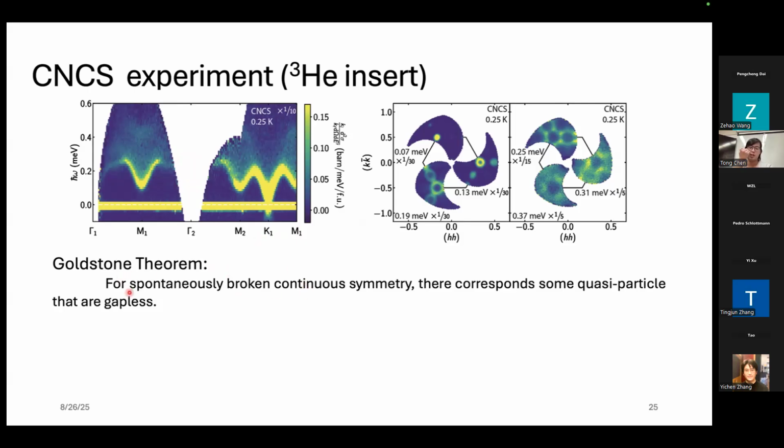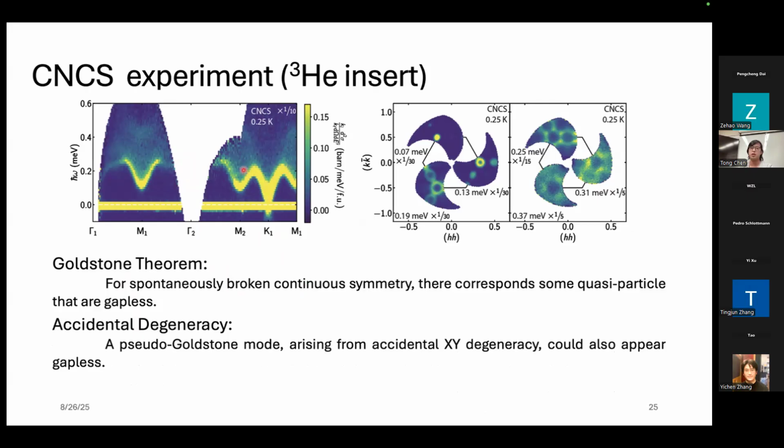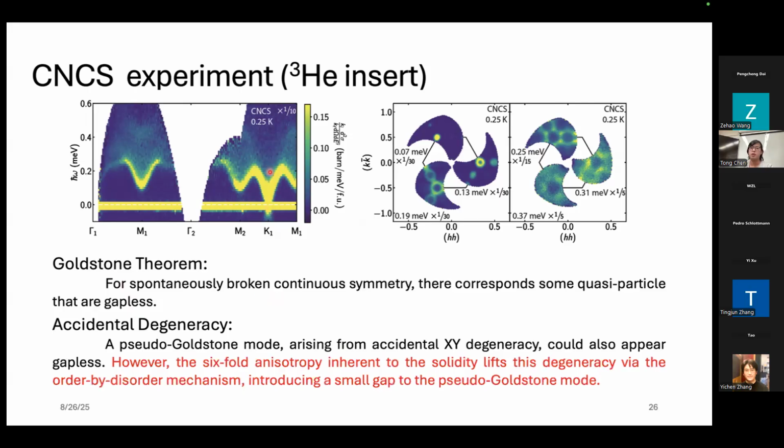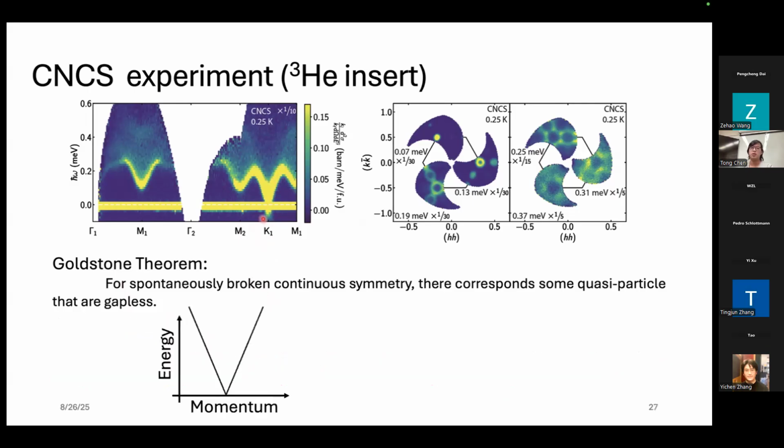So I want to first examine the Goldstone modes and Goldstone theorem. We find this gapless mode, which might be the Goldstone mode indicating the U1 spin rotational symmetry breaking. But actually, the system can also have a pseudo-Goldstone mode, which may also appear gapless, from accidental degeneracy. But in this system, we know that the solidity part will lift this accidental degeneracy. So this mode is still gapped because of the six-fold anisotropy in this case. So we are still expecting a gapless Goldstone mode, and then we are expecting a gapped pseudo-Goldstone mode, which lifts the XY degeneracy. So at K points, we are actually expecting something like this.